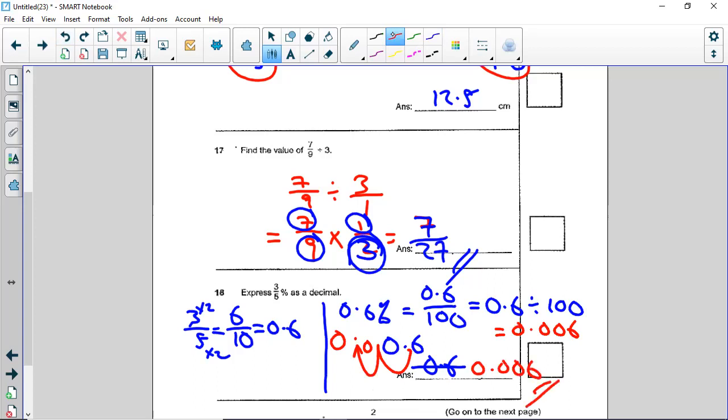There's no percent inside your decimal. Understand? If you write 0.6, it is still 0.6%, right? You did not change into decimal yet. You will have to change the percentage totally into decimal. And how do you change totally into decimal? You have to do all this. Then you can change totally into a decimal. Got it? All right, let's go to question 19.